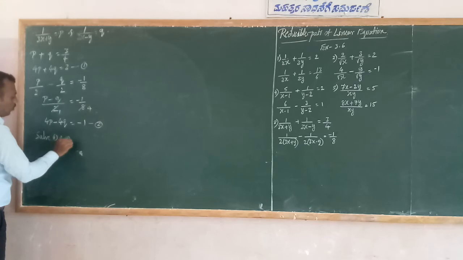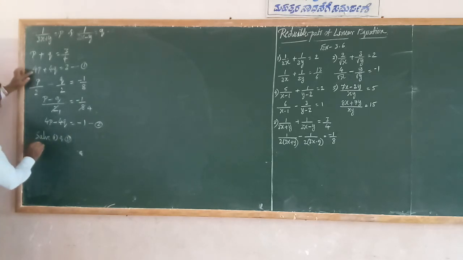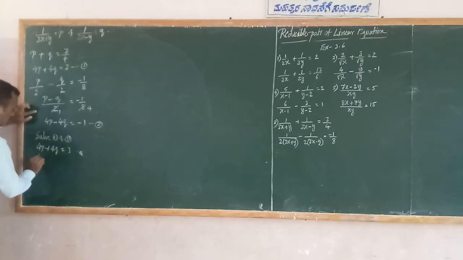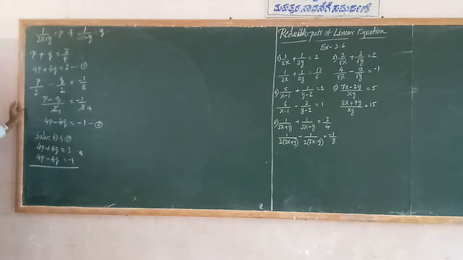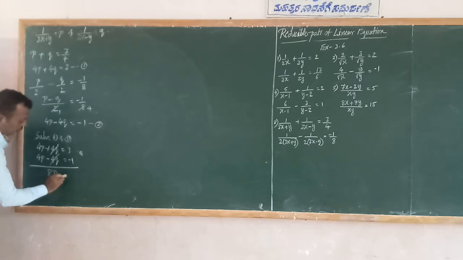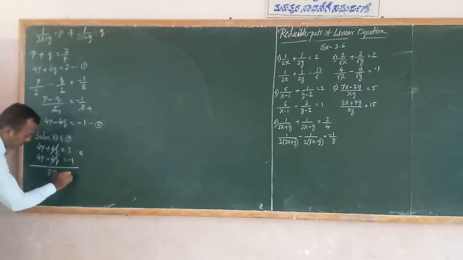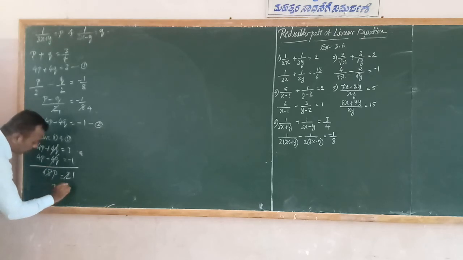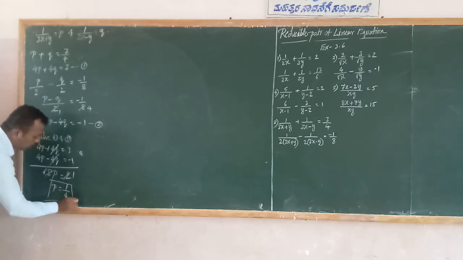Solve 1 and 2. See, what is the first equation? 4p plus 4q is equal to 3. Second equation, 4p minus 4q is equal to minus 1. Is it right? The signs of the two terms are already different, so plus 4q and minus 4q get cancelled. 4p plus 4p is 8p, and 3 minus 1 is equal to 2. Therefore 8p is 2, p is equal to 1 upon 4. The value of p is 1 upon 4.